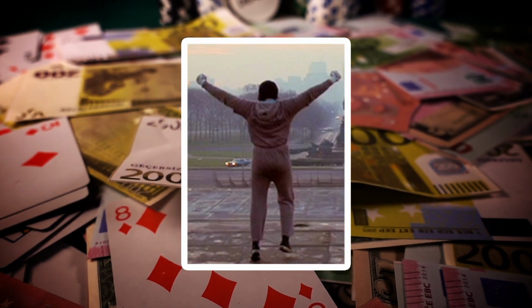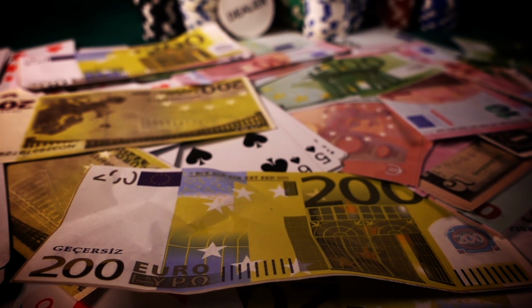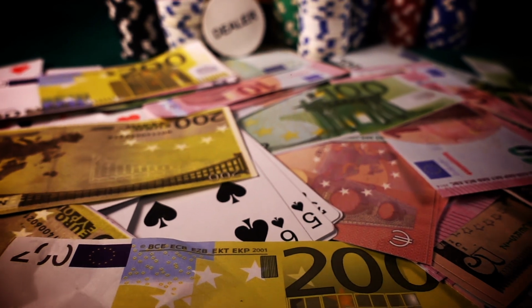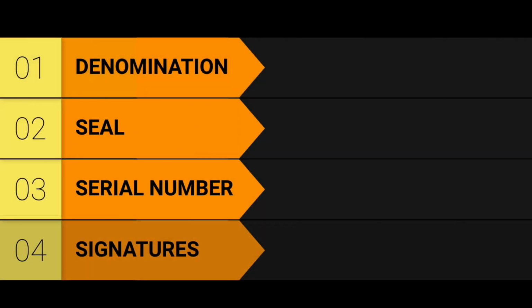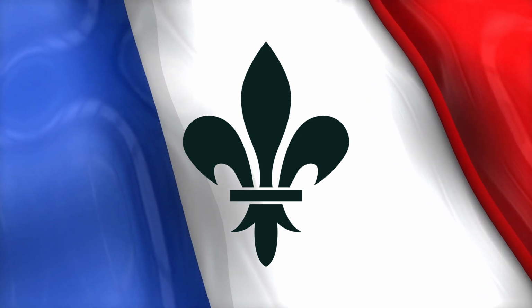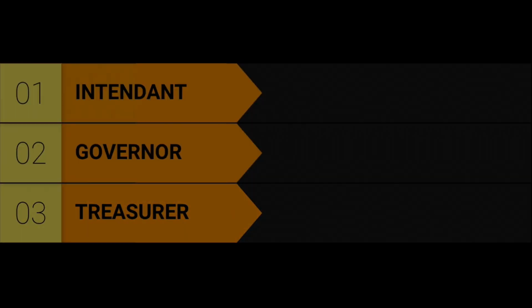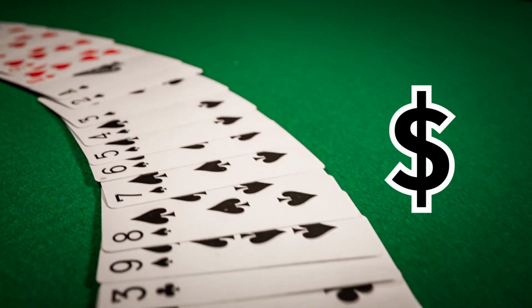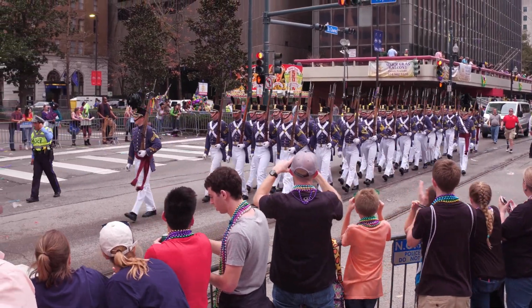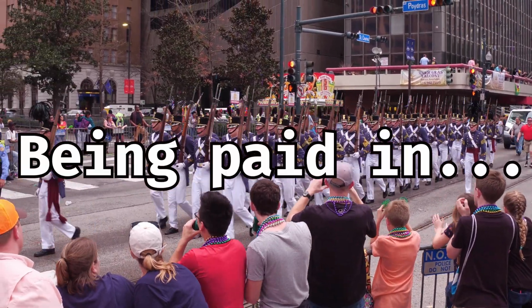In order to prepare playing cards or plain cardboard for use as currency, they had to be given a denomination, a seal, a serial number, and appropriate signatures. In New France, this meant an embossed fleur-de-lis and the signatures of the intendant, governor, and treasurer. Card money was generally issued, at least initially, in emergency situations. So we were talking about the French soldiers being paid in card money.